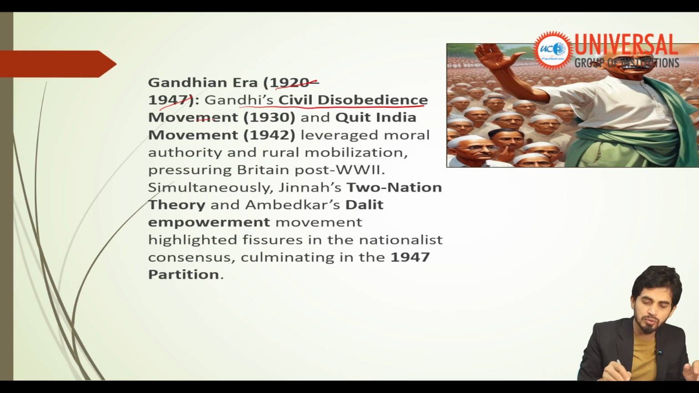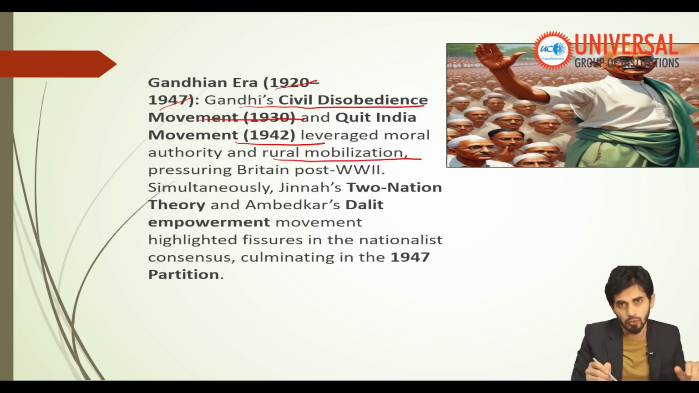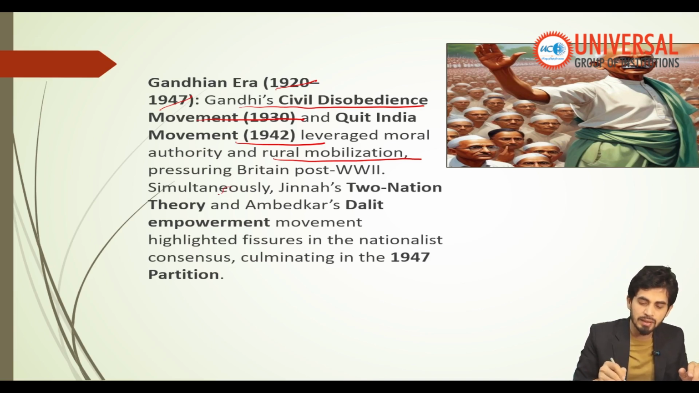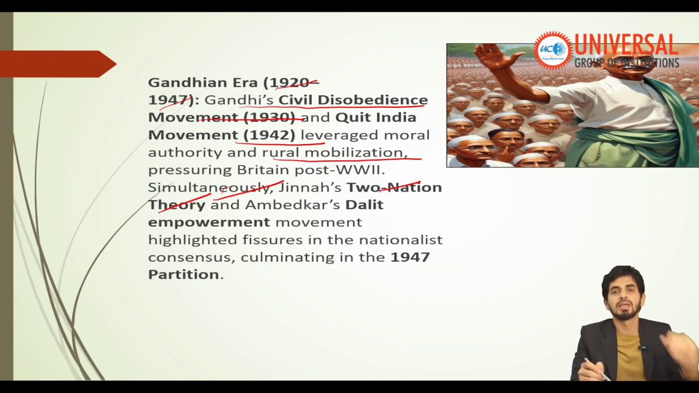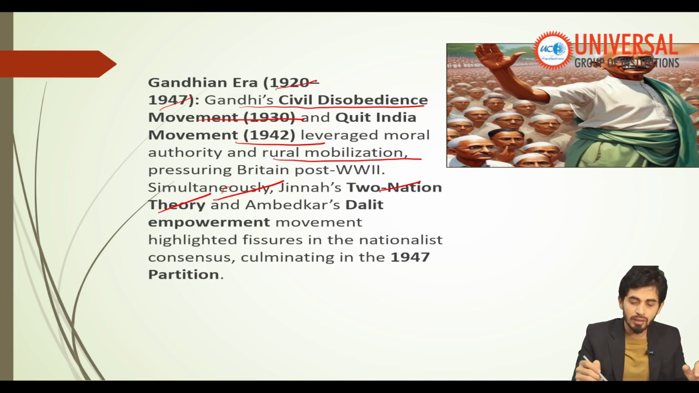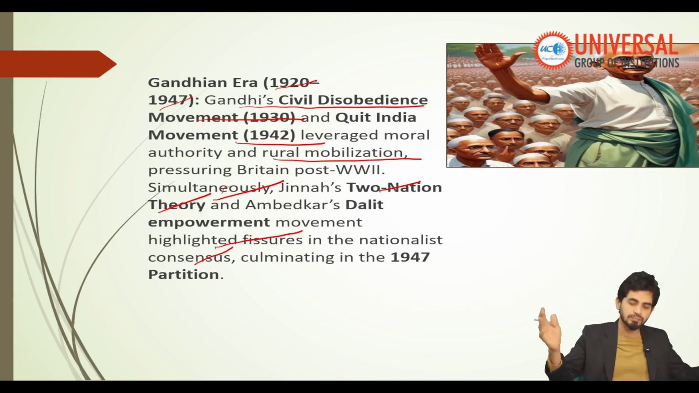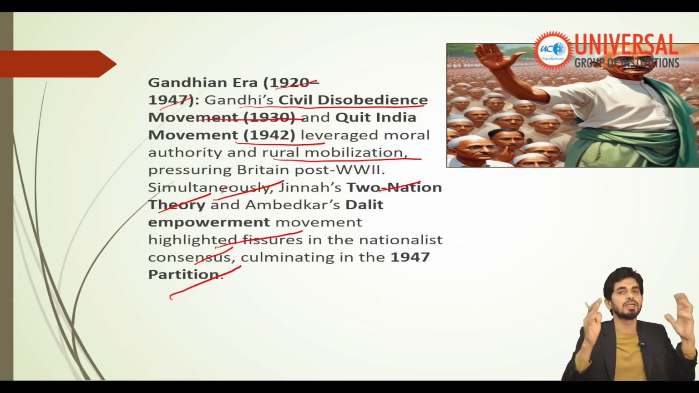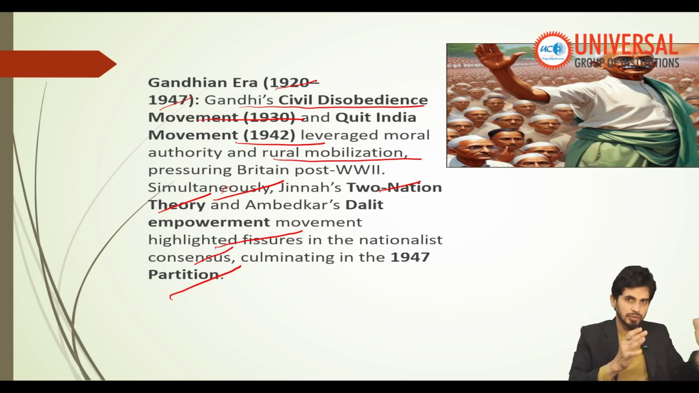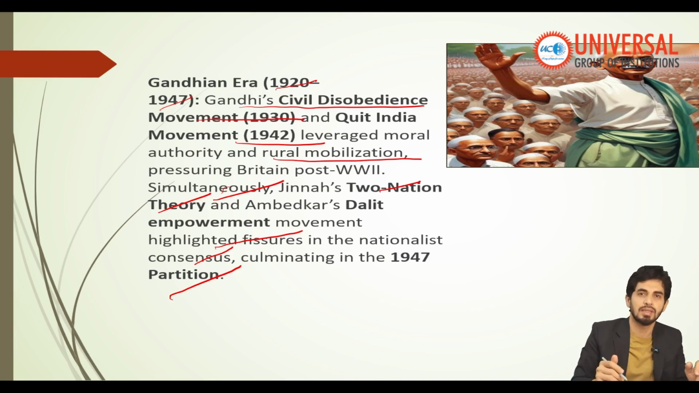Gandhi's civil disobedience movement in 1930 and Quit India movement in 1942 leveraged moral authority and rural mobilization, pressurizing Britain post-World War II. And simultaneously, Jinnah's two-nation theory and Ambedkar's Dalit empowerment movement, all these contradictions highlighted fissures in the nationalist consensus, culminating in the 1947 partition of India. See, the political structure of India today and the partition of India and Pakistan all happened because of these historical events. That's the point that you need to remember here.